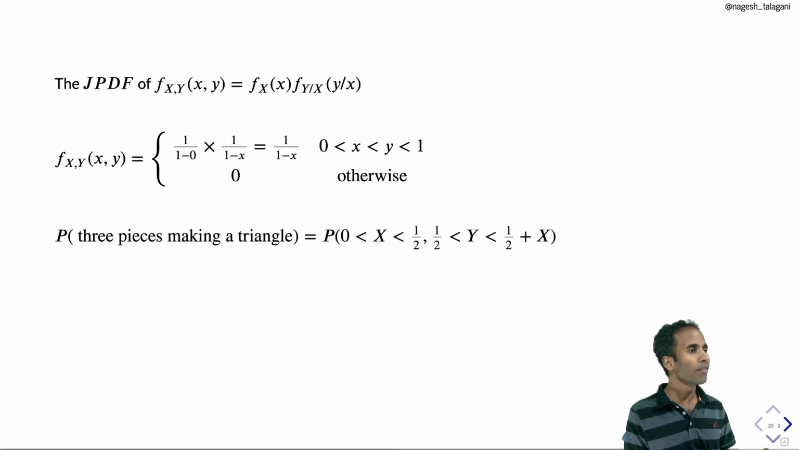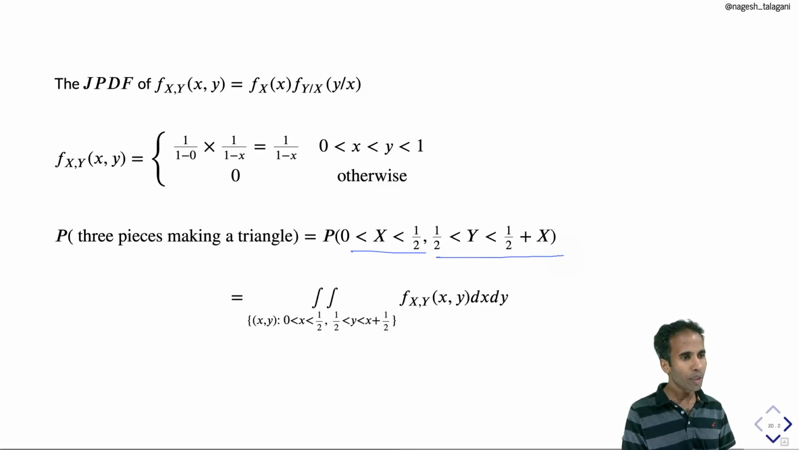The probability of three pieces making a triangle is equal to the probability of 0 < x < 1/2 and 1/2 < y < 1/2 + x. Now we simply have to double integrate our joint PDF over this region. So we integrate the joint PDF over 0 < x < 1/2, 1/2 < y < x + 1/2.